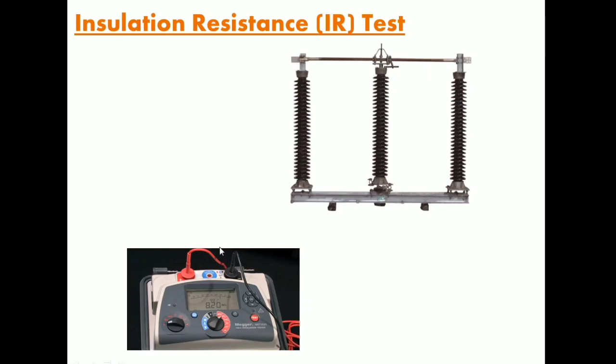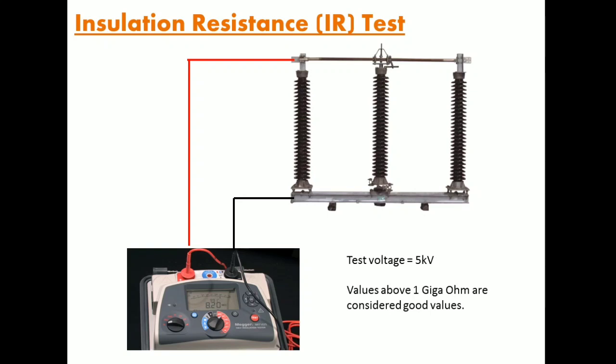This is an IR test kit of Megger. The positive red terminal of the test kit is connected to the conducting part of isolator, and the black terminal is connected to the isolator earthing terminal. A test voltage of 5 kV is applied using the IR test kit for a duration of 1 minute. Values above 1 GΩ are generally considered as good values.